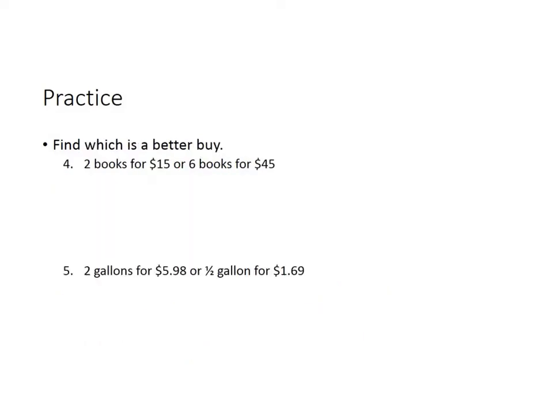Now let's work on some better buys. Our first option is 2 books for $15 or 6 books for $45. So the first one is $15 for 2 books. Okay, if we divide that out, 15 divided by 2, decimal. So it's going to be $7.50 for 1 book. Now, I didn't divide that all the way out, but I think most of you can take 15 divided by 2.